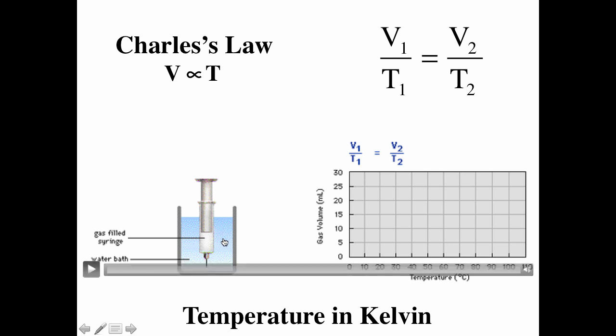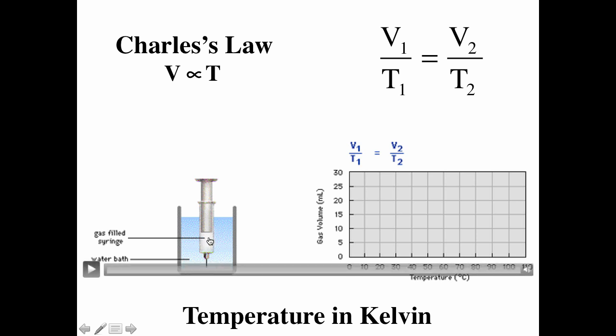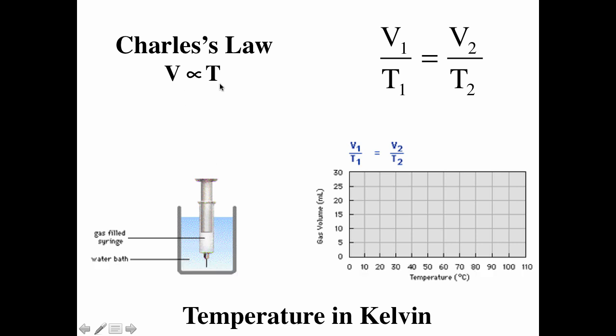Now, if we warm up this ice bath, then we can change the temperature of the gas. If we warm up the ice bath, we're going to give the particles more kinetic energy. Temperature is basically a measure of kinetic energy at the atomic level. And so if we give the particles more kinetic energy, they'll hit the sides of the container more often because they're moving faster and with more force. That will cause the plunger to move out. And so we'll see that volume is directly proportional to temperature. Temperature and volume are directly related.